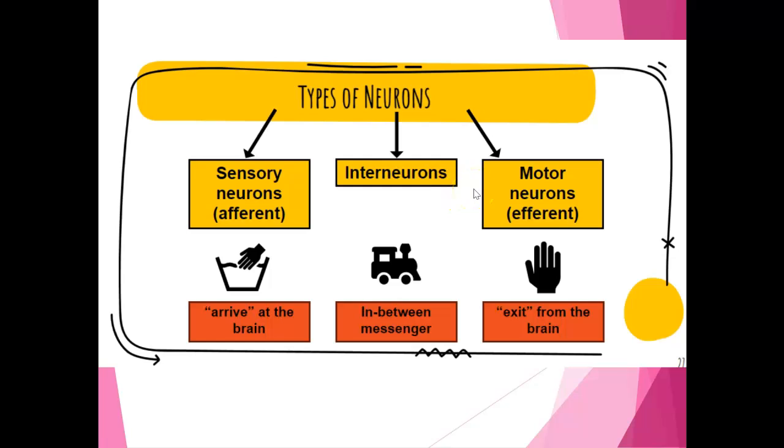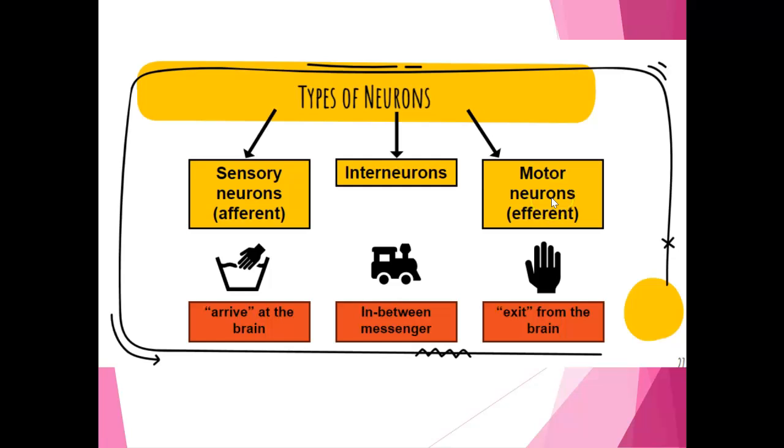We have three main types of neurons: sensory neurons, which we call afferent because they are ascending up the spinal cord from the sensory areas, interneurons, which are just kind of relay ones between all the neurons, and motor neurons are efferent, so they exit from the brain.